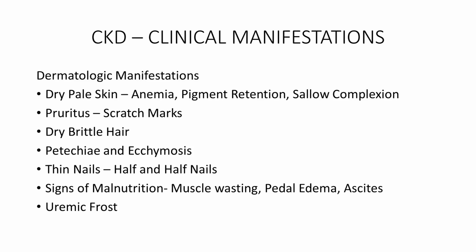Now, the dermatologic manifestations are also common in patients with chronic kidney disease. They may present with dry, pale skin because of anemia, pigment retention. Once you look at the patients of chronic kidney disease, you can easily say that he has got chronic renal failure because they have got sallow complexions, pigmentation, etc. There might be scratch marks because of pruritus as a result of hyperphosphatemia. They have dry, brittle hair.